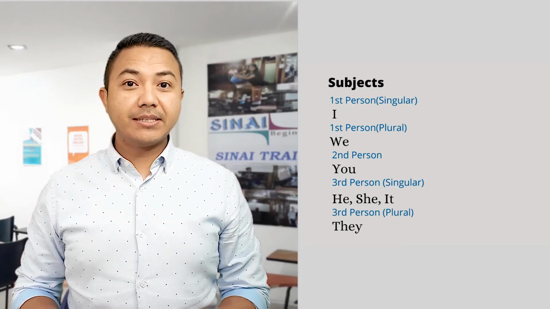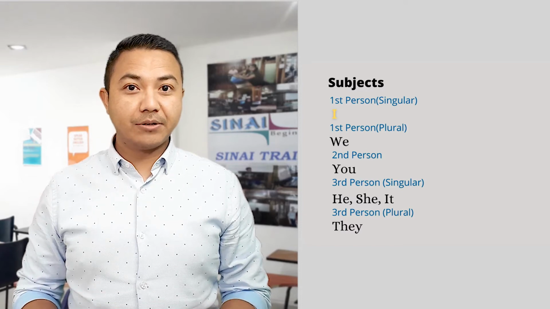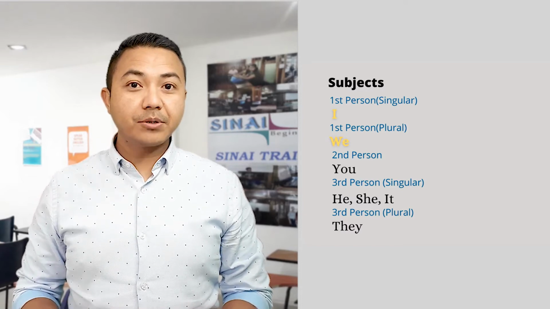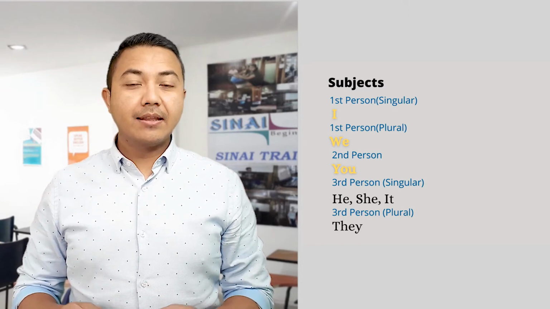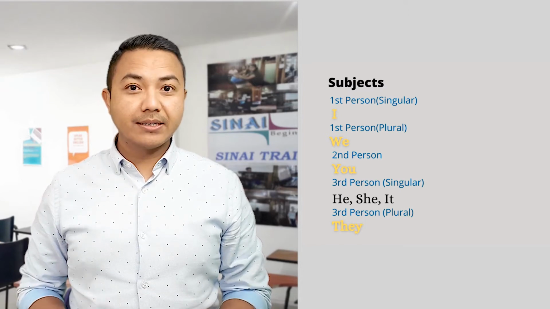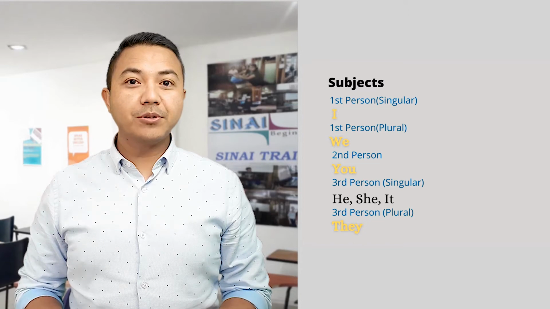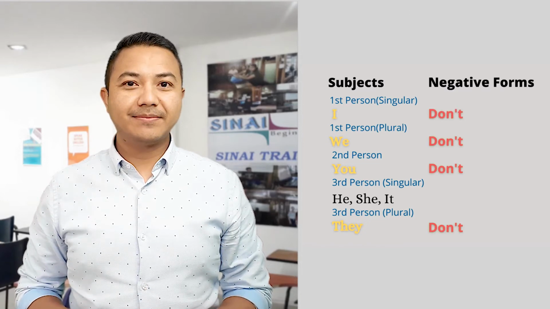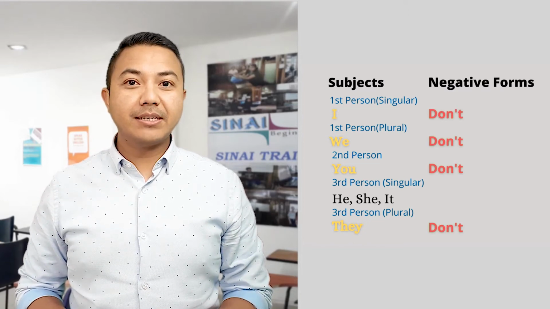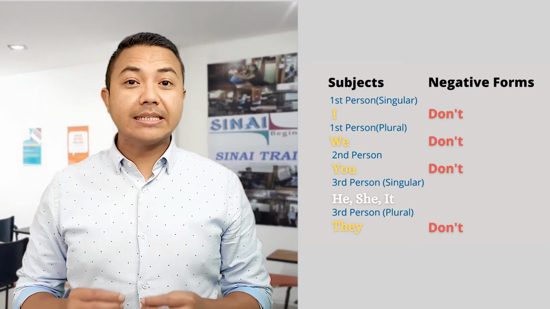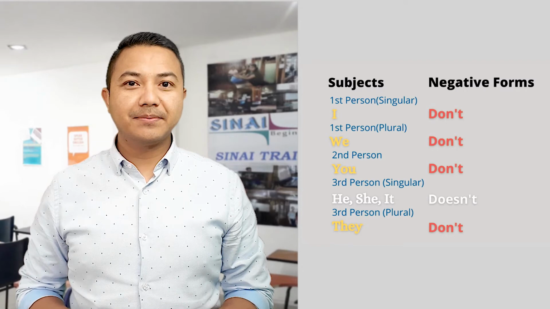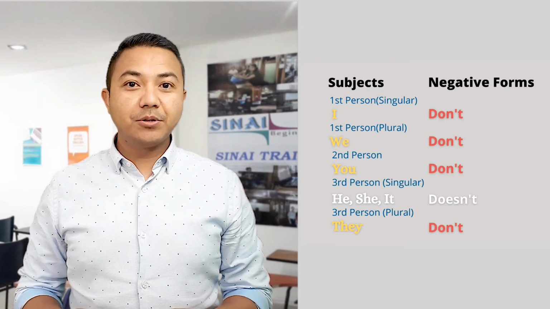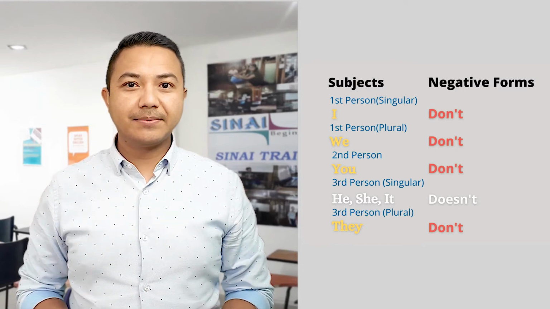If the subject is first person singular, first person plural, second person, and third person plural, then we must use don't. And if the subject is third person singular, then we must use doesn't. Let's apply these rules to these 7 sentences.